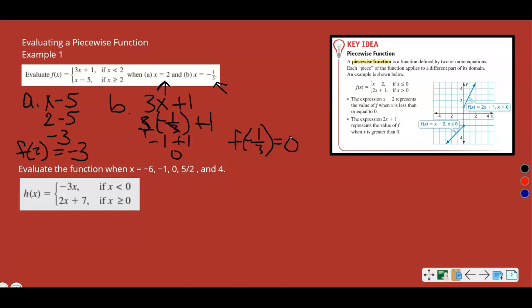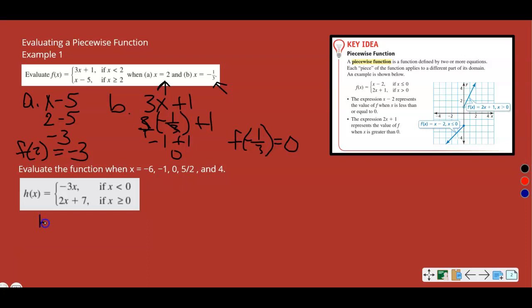All right, we're going to do the same thing for the next function. We have h of x equals negative 3x. That's defined for all x's less than 0. And we have 2x plus 7 if x is greater than or equal to 0. So this time it gives us several values for x, and we're going to plug those in one at a time to figure out what it would equal when we plug it in.